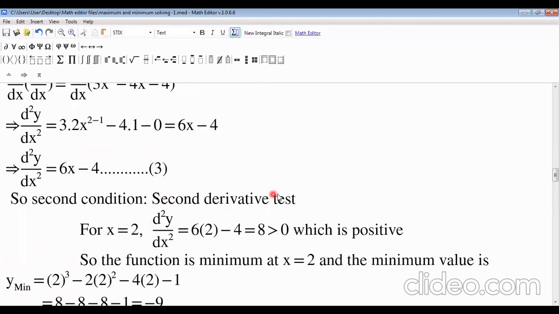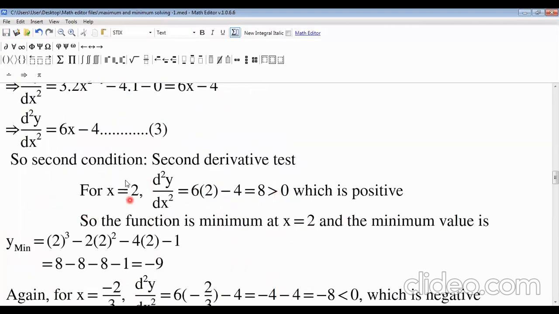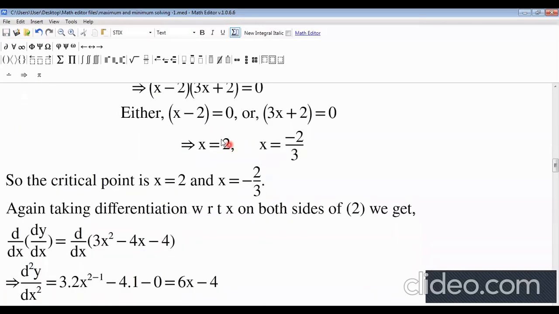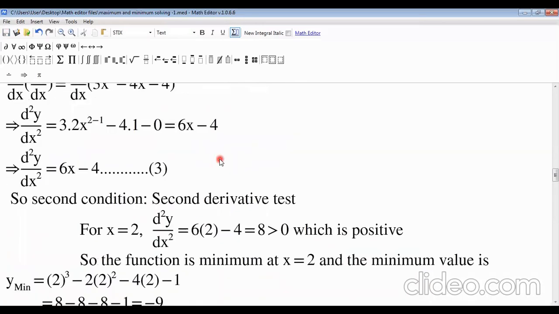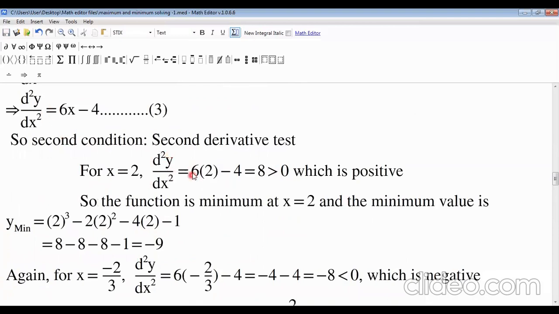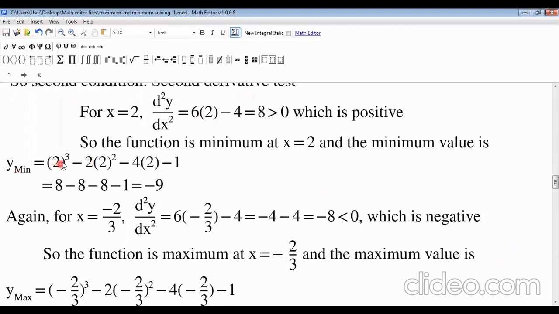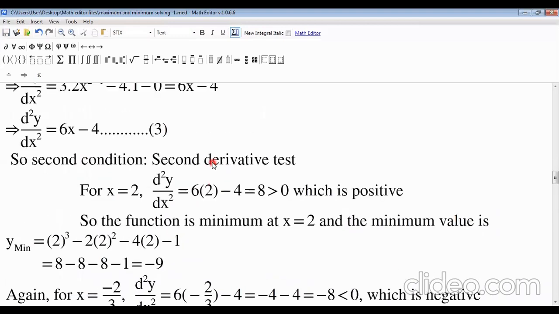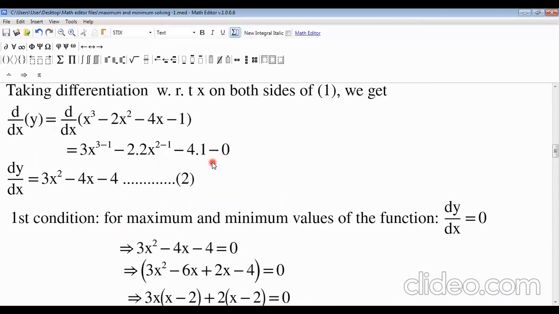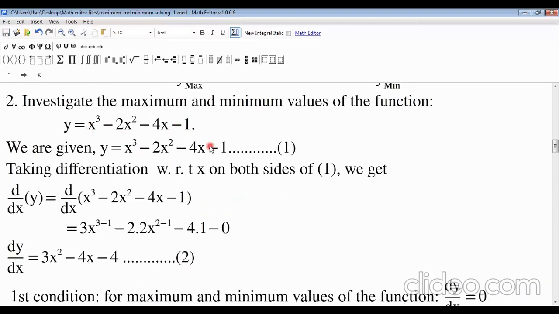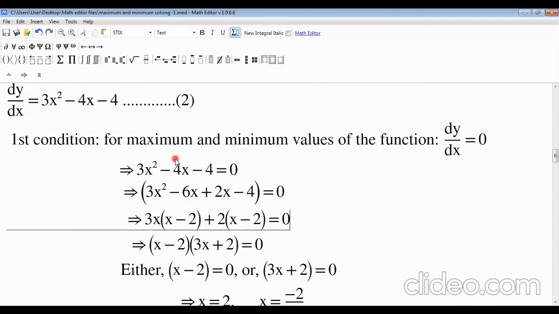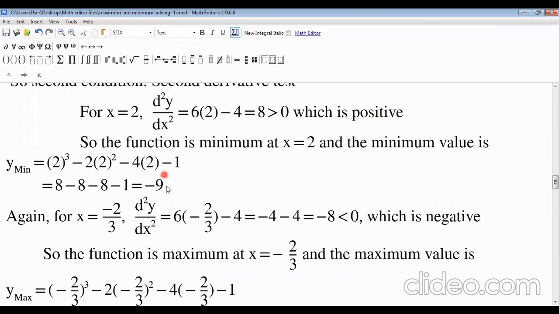Now the second condition, the second derivative test, we will test with the help of the critical points. For x equals 2, the first critical point, the second derivative value will be 8, which is positive. Positive means the function is minimum at x equals 2, and the minimum value can be found by putting x equals 2 in the given function, equation number 1. Putting x equals 2 here, we get the minimum value minus 9.